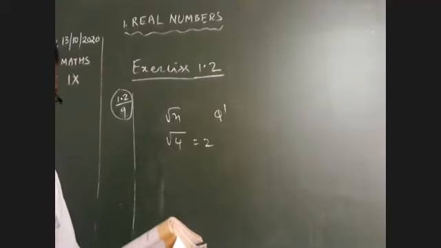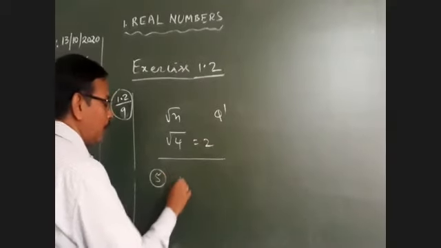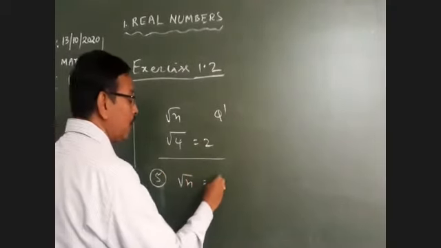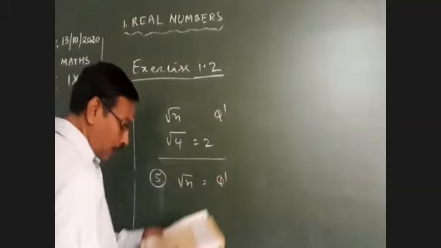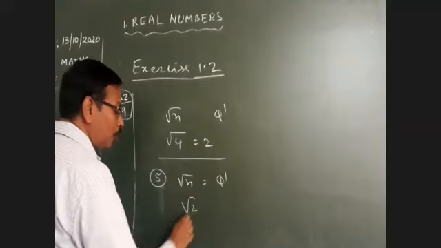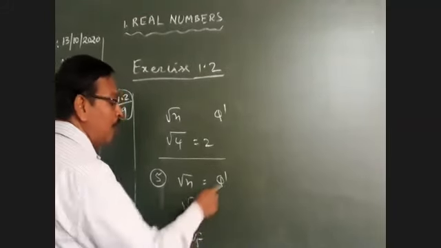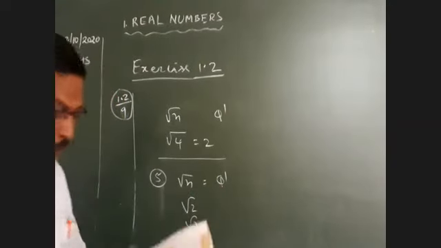Root n is irrational if n is not a perfect square. Yes. If n is not a perfect square, then what? Root 2, root 3, root 5: these are all numbers that are not perfect squares, but they are irrational. So the given statement is true.